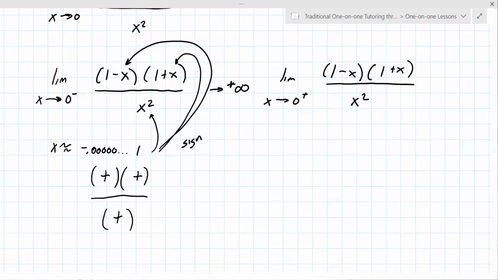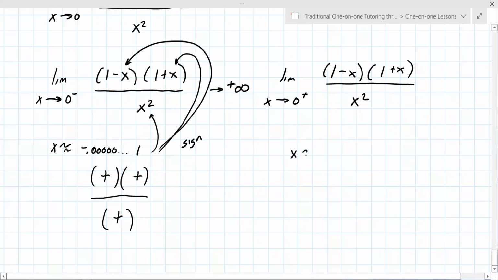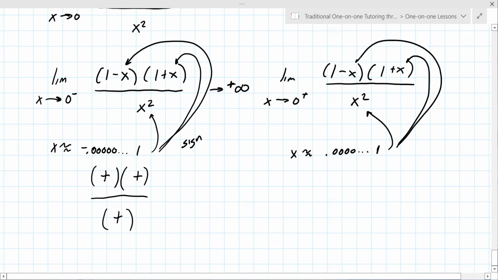Then you do the same thing on the right. You presume again that x is approximately 0.0000, a bunch of zeros and then a 1. It's just a tiny little bit right of 0, but it's positive now. Then you try that in here, and you're looking at the sign. 1 minus 0.00001 is a positive number. 1 plus a positive number is also positive. A positive number squared is positive. So this also goes to positive infinity.